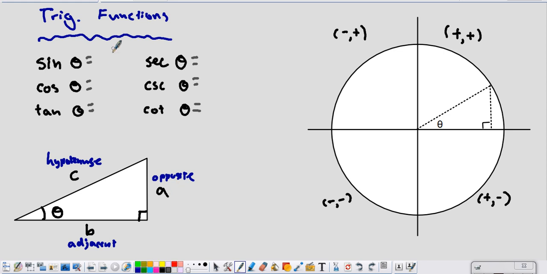Sine would be the opposite over the hypotenuse, A over C. Cosine is the adjacent over hypotenuse, B over C. And tangent is the opposite over adjacent, which is A over B.